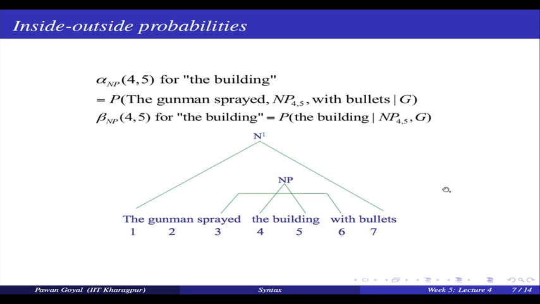So, this is what we have defined. The outside probability alpha NP 4 5 would be the probability of the sequence "the gunman sprayed" NP 4 5 "and with bullets" given my grammar, and the inside probability beta NP 4 5 would be the probability for deriving "the building" given NP 4 5 and grammar. Now, this is just the definition of inside and outside probabilities.